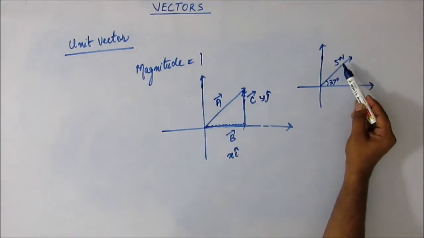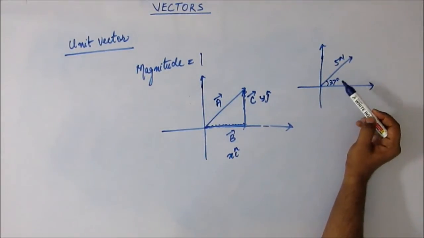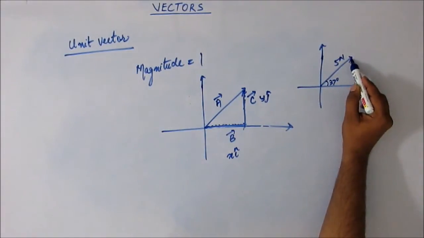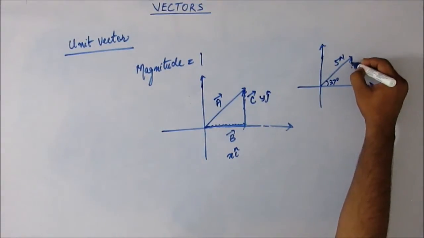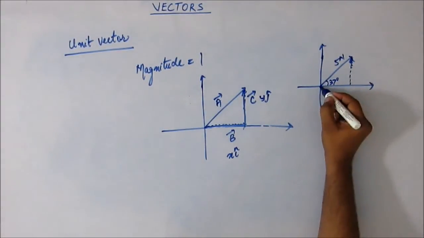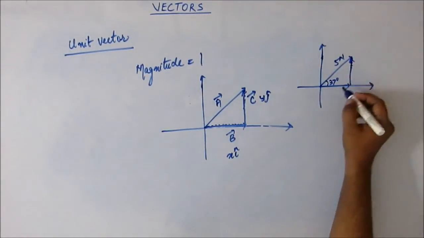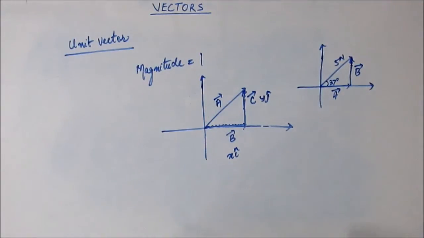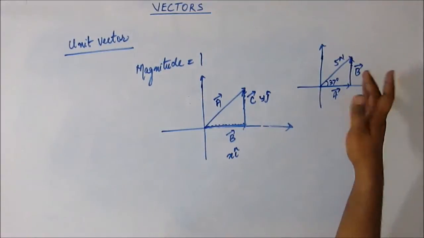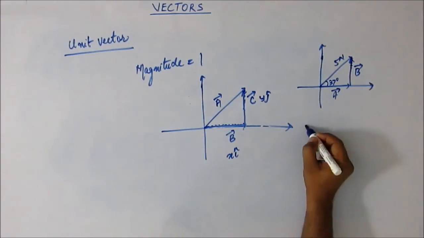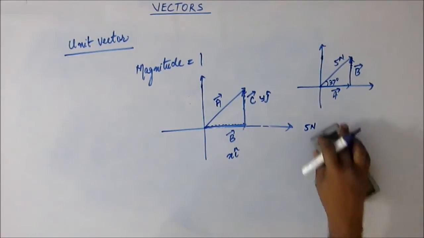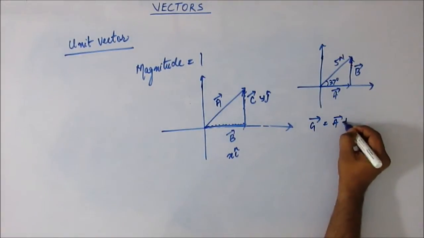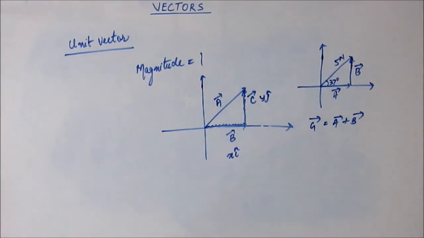Similarly, if we have been asked to break this 5 Newton of force along x-axis and y-axis, then what we have to do is draw a triangle. So suppose this is a vector and this is b vector. Now from triangular law of addition, a vector plus b vector will be equal to the given vector. So 5 Newton, the given vector, I'm writing as g vector. Now g vector is equal to a vector plus b vector from the triangular law of addition.